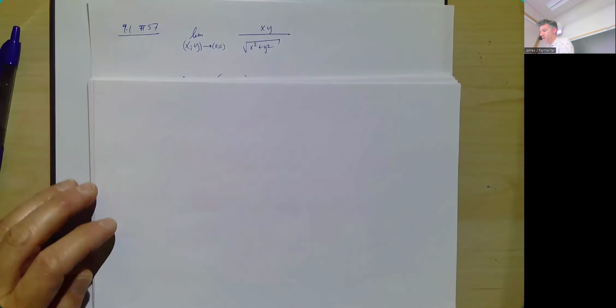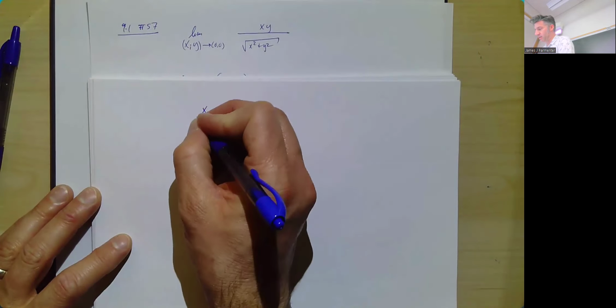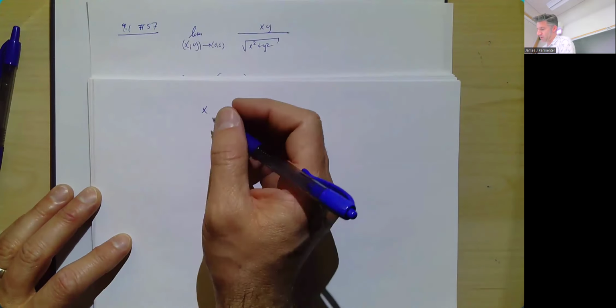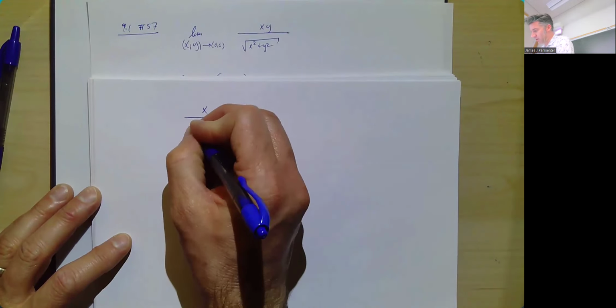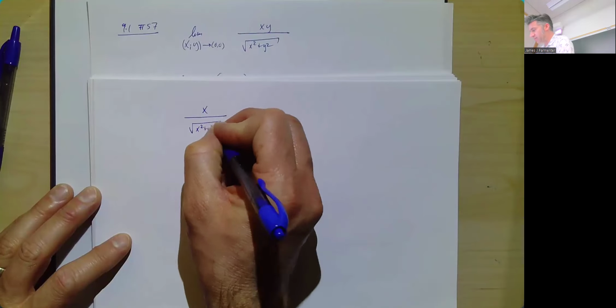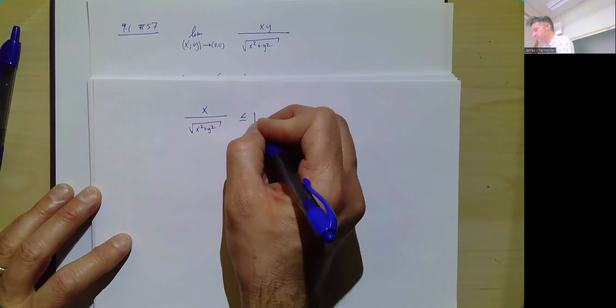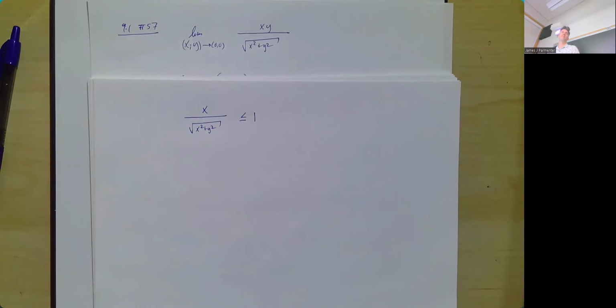You could say, I know that the absolute value of x over the square root of x squared plus y squared is less than or equal to 1. Is it? He says. It is. Here's what I'm thinking of.